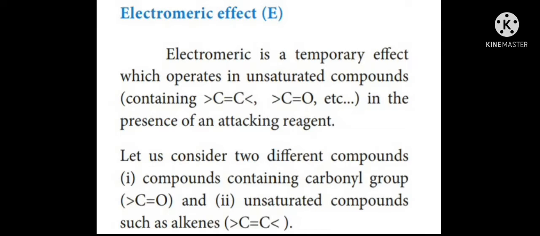Next topic, electromeric effect. Electromeric effect is represented by E. It is a temporary effect. Electromeric effect operates in unsaturated compounds, namely alkene and carbonyl compounds, in the presence of an attacking reagent. Let us consider two different compounds. First one, compounds containing carbonyl group. Second one, unsaturated compounds such as alkenes.